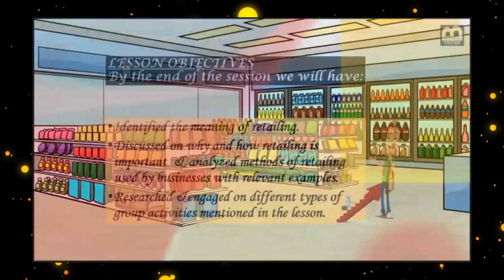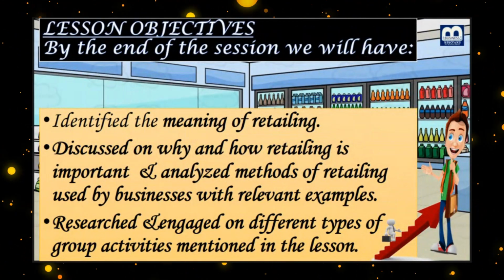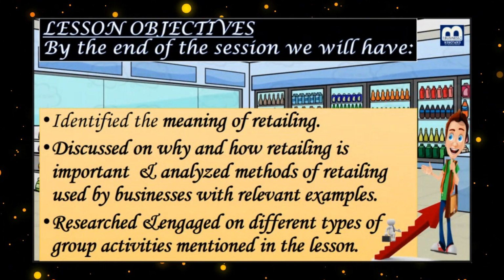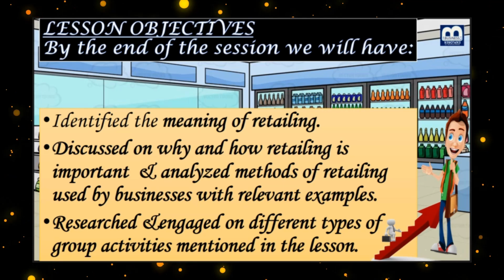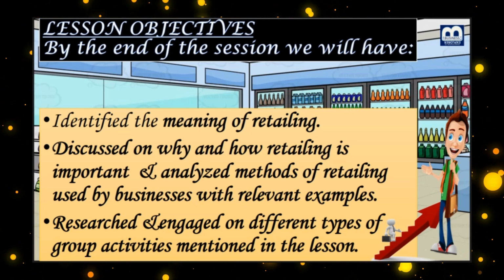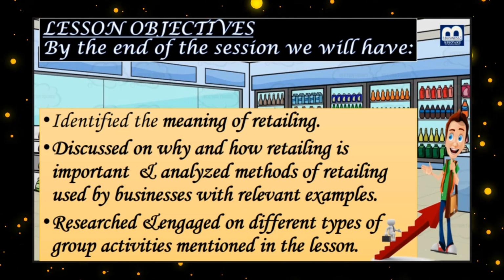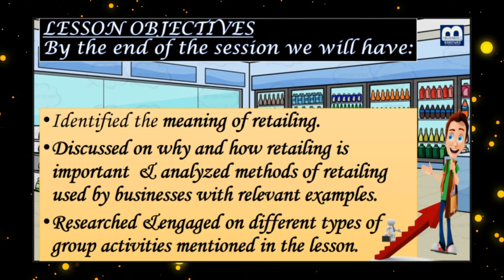Let's discuss the lesson objectives. By the end of the session, we will have identified the meaning of retailing. We would have discussed why and how retailing is important and analyzed methods of retailing used by businesses with relevant examples. And we will have researched and engaged students on different types of group activities mentioned in the lesson.